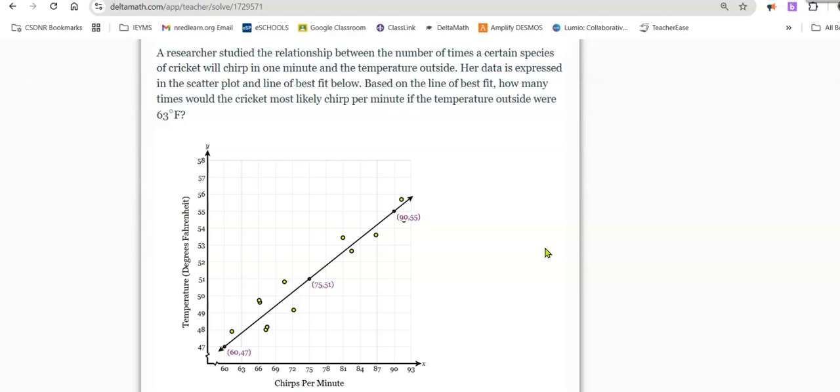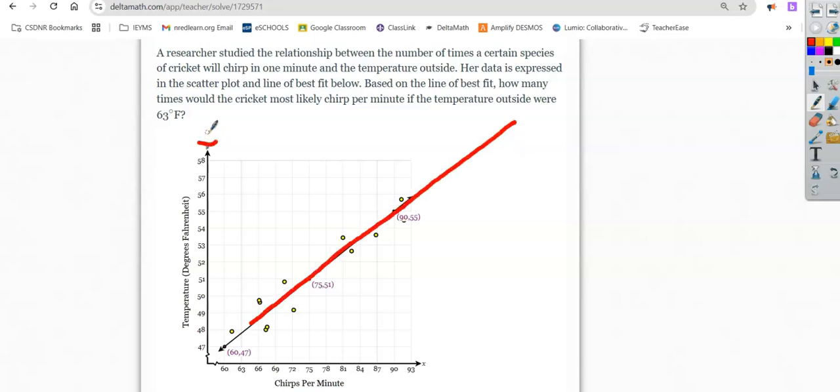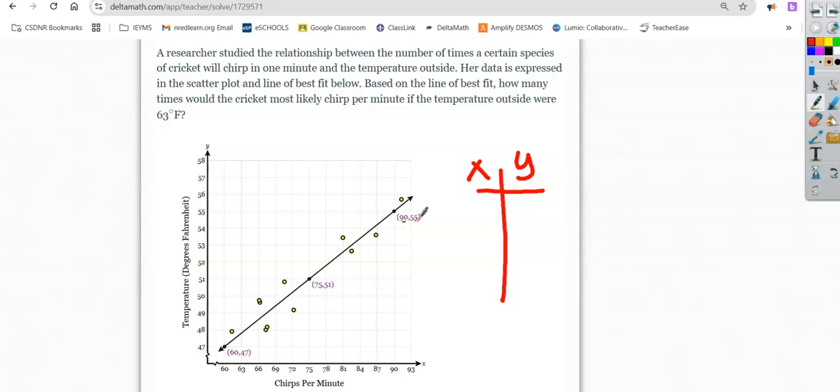Based on the line of best fit, how many times would the cricket most likely chirp per minute if the temperature outside were 63 degrees Fahrenheit? Now we're going to use this line of best fit to make a prediction for a number that's off the chart. So even though we can count up and kind of move over, we don't exactly know what that number will be. So in order to know exactly what that number will be, we need to write down the data we actually have. So we have 3 data points here.